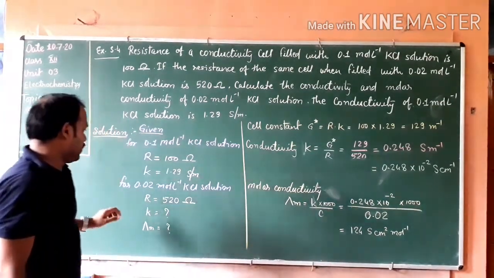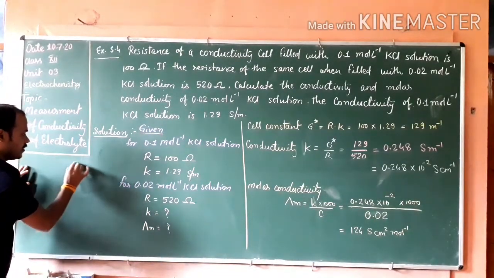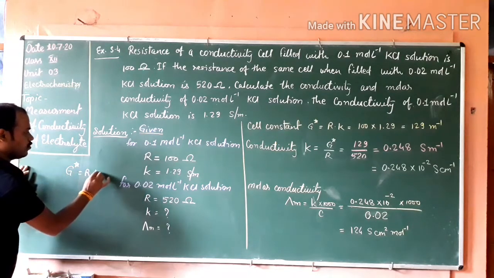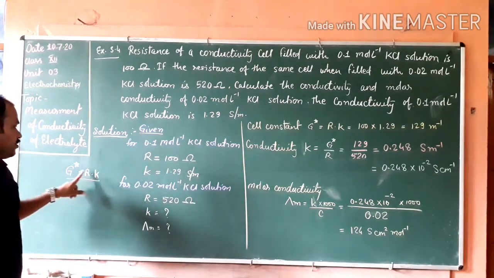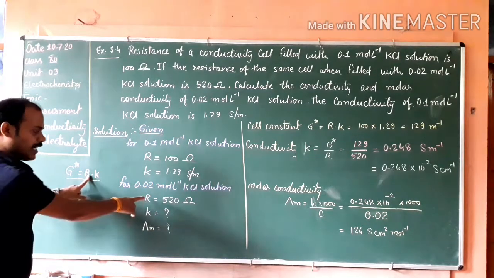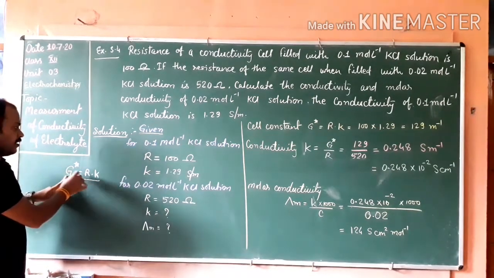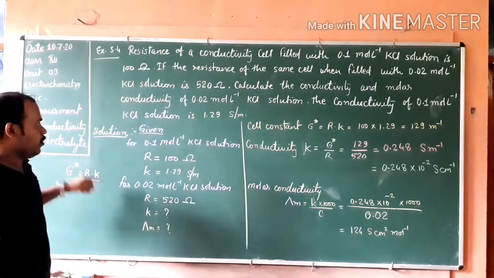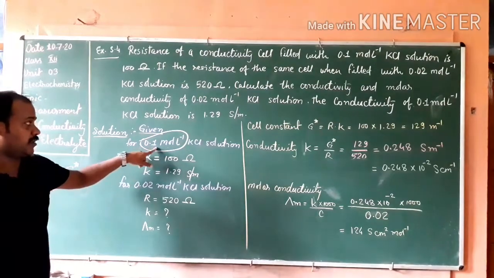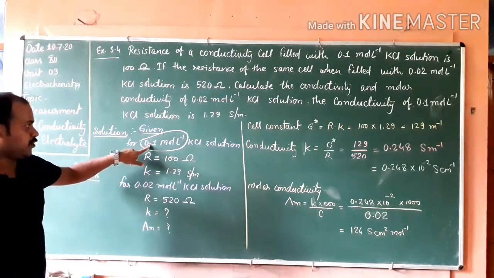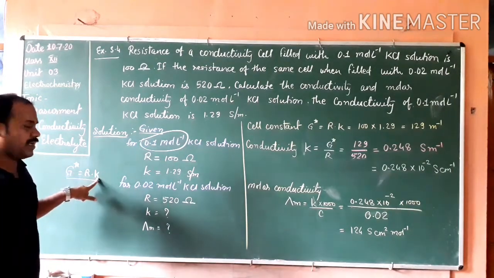Now how can we calculate the conductivity? We know the formula, G inverse is R, and it is equal to R into K. So conductivity is equal to cell constant by R. R is given but cell constant is not given. And how can we calculate cell constant? By using resistance and conductivity of the known solution. So by using this solution, first we will calculate cell constant, later we will calculate kappa.